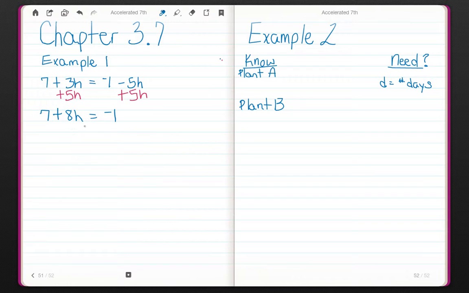So now I have put the variable on one side of the equation. I have combined like terms. Now I need to get the variable alone. So I'm going to subtract 7 from both sides, and rewrite: 8h equals negative 8, because negative 1 plus negative 7 is negative 8. Divide both sides by 8, and h equals negative 1.